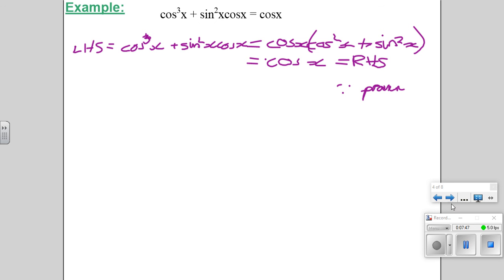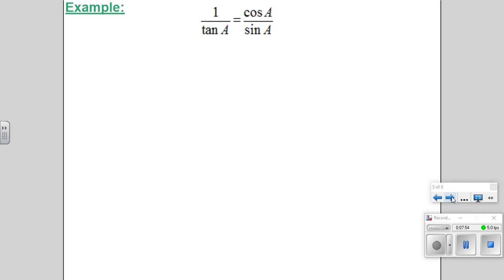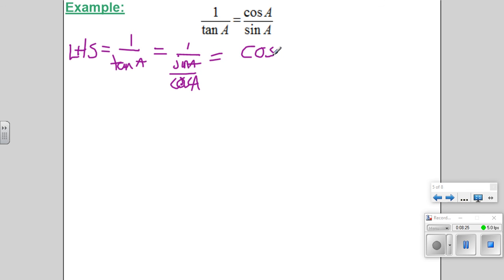Okay, so these 2 examples have all been involving the sine squared x plus cos squared x equals 1 identity. What about applying the tan x equals sine x over cos x identity? So starting the same way, we've got left hand side equals 1 over tan a. Well, tan a can only be replaced with sine a over cos a. And 1 over a fraction just turns that fraction upside down. So we get cos a over sine a, which is our right hand side. And again, that's proven.